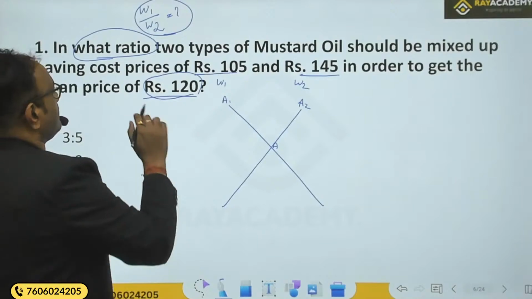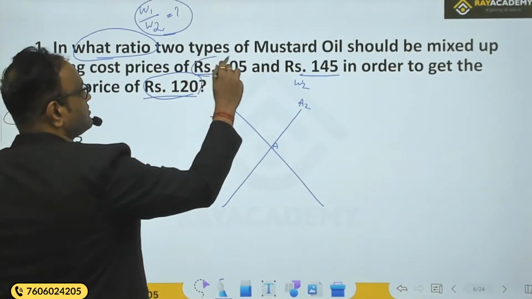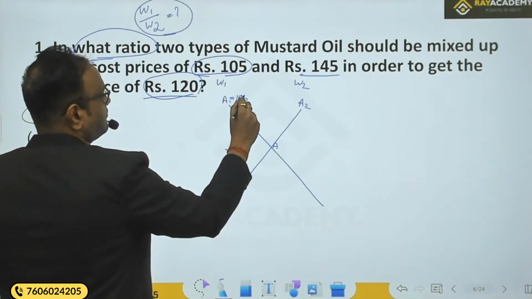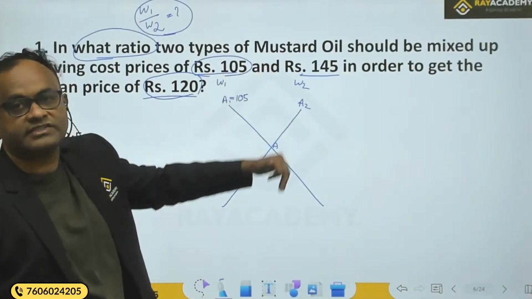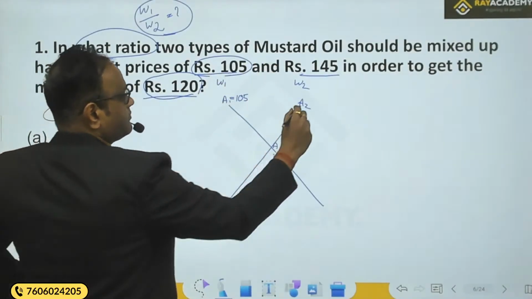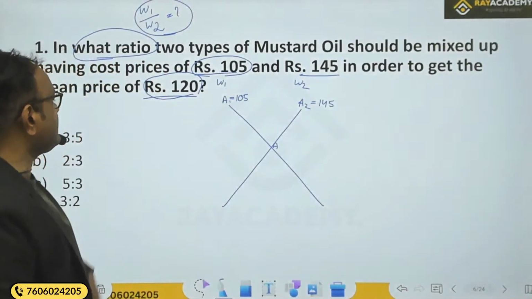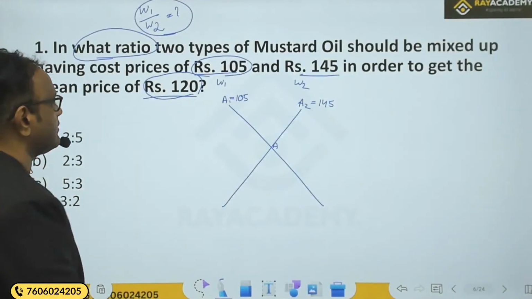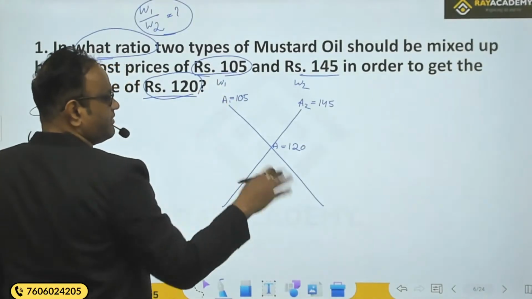What is A1 given? For the first variety of mustard oil, the price is 105 rupees. So A1 you can put 105 rupees. What is A2 given? The second mustard oil costs 145 rupees. So this is 145 rupees. And what is the average? When you mix both the mustard oils, the average you are getting is 120. Okay.